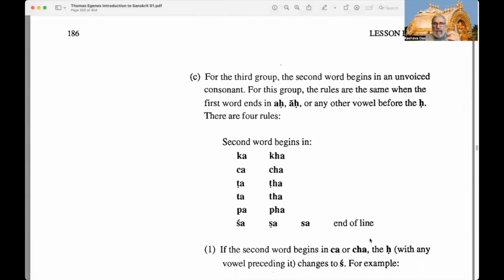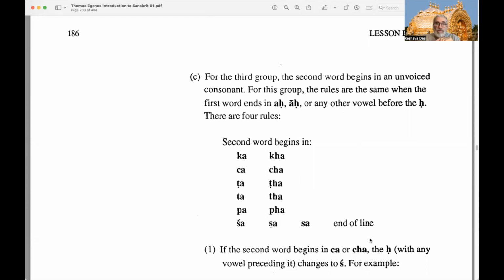So, C, right? So we talked about A, which was the vowels. We talked about rules for visarga and words beginning with vowels. We talked about B, the B section of the alphabet, which was voiced consonants. So ending with visarga and beginning with voiced consonants. And now we're going to look at hard consonants or unvoiced consonants. The third group, the second word begins with an unvoiced consonant.